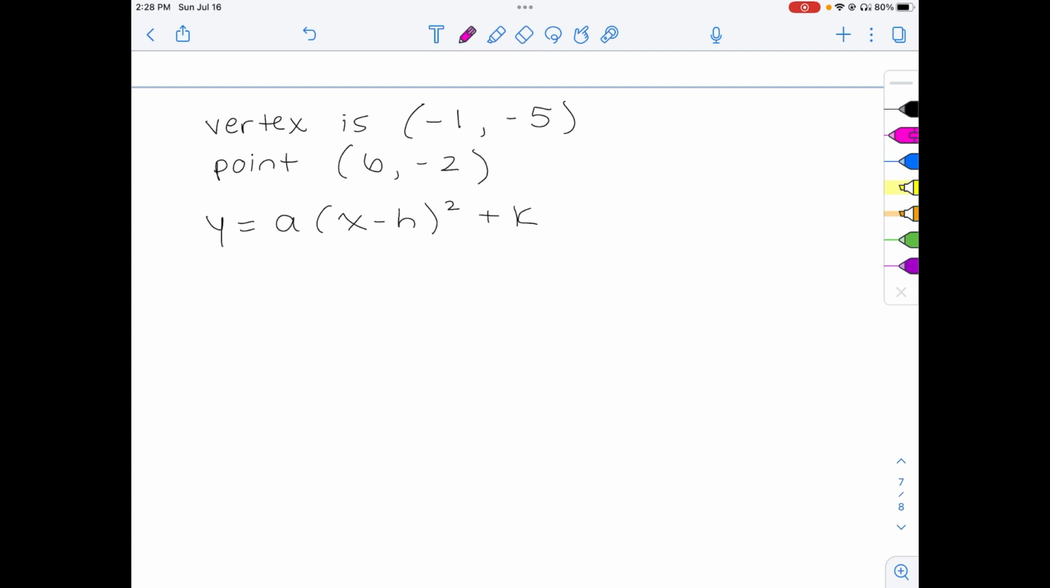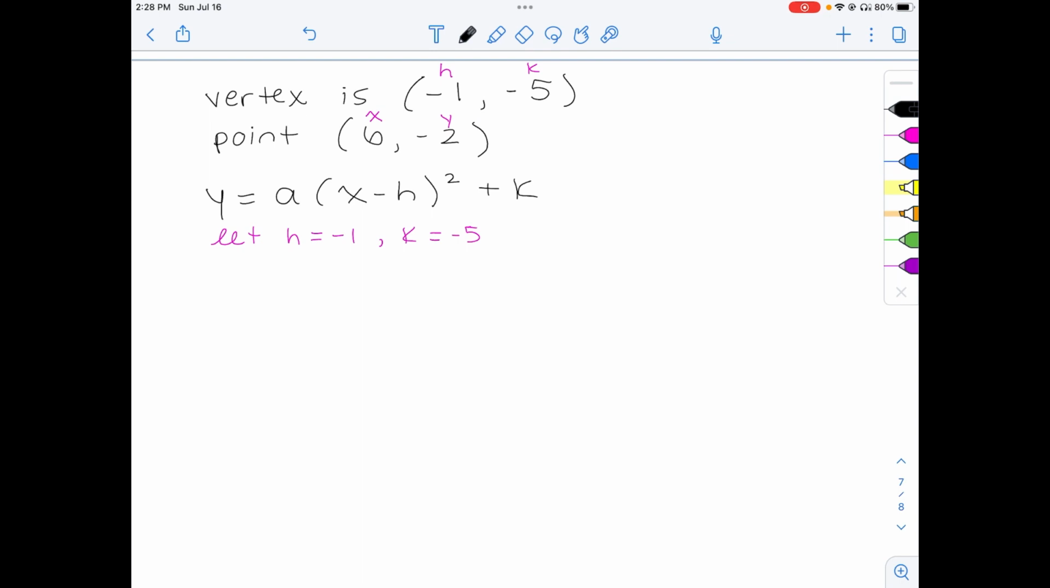And then I'm labeling my points from what I'm given. So my vertex is (-1, -5), so this is h, this is k, this is x, this is y. So first I'm going to let h be -1, k be -5. So in this case, I'm just going to show you what this would look like if I didn't show that first step, that to me is a little bit redundant.